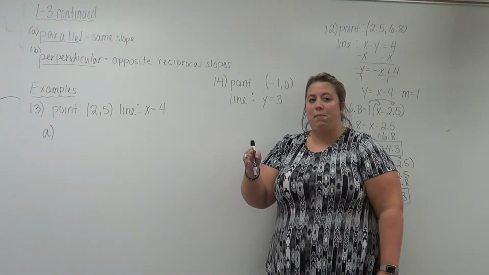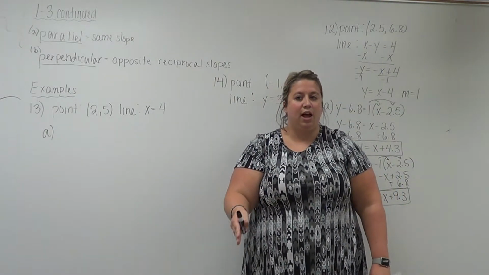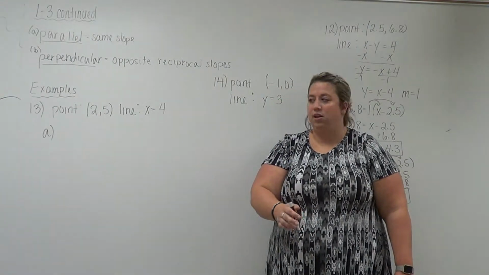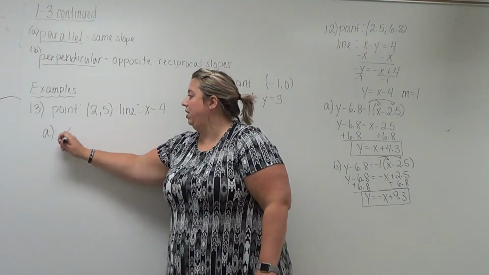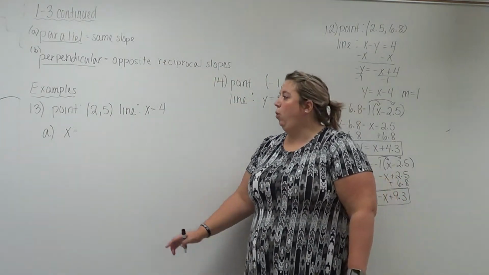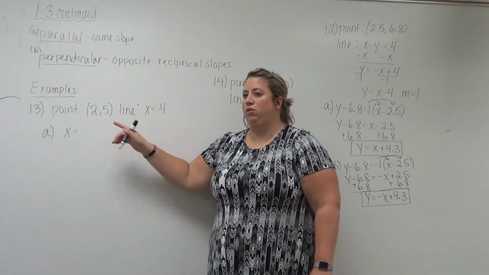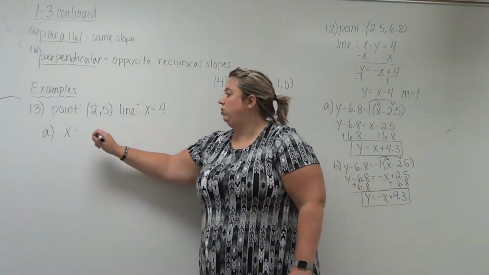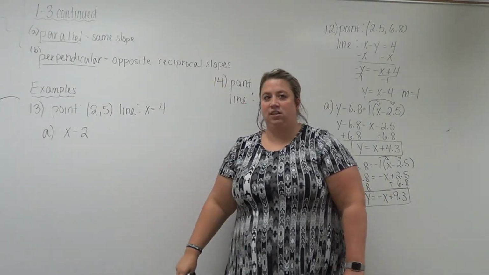So if I want a line parallel to a vertical line, I'm going to need another vertical line. So that means on my parallel, I'm going to have x equals. Then if I look at my point, which number is my x number, the 2 or the 5? The 2. So that means my line is x equals 2.